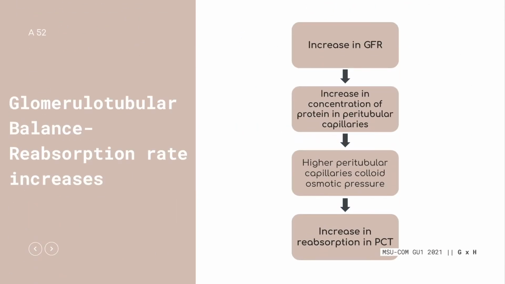As you can see in this synthesized diagram, an increase in the GFR would warrant an increase in concentration of proteins in the peritubular capillaries, therefore increases in the tubular load. The result of this would be a higher peritubular capillary colloid osmotic pressure. This will then result in an increase in reabsorption in the PCT.